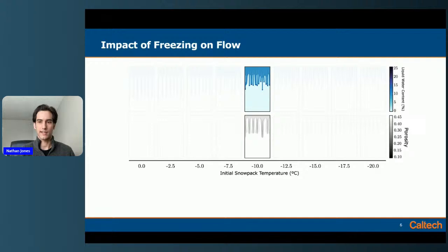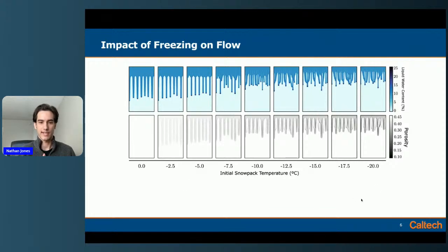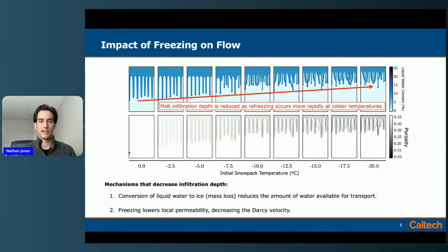So just looking at some more analytical results here, if our initial snowpack temperature was, say, -10, and we look at the liquid water and the porosity, if we simply vary the initial snowpack temperature, with these really harsh, really cold simulations, we would expect to see more freezing, so a higher magnitude of this darker color. And if we take an isothermal system, of course, we wouldn't see any freezing at all. Just varying one parameter, the initial temperature, we can see that decreasing it will make the melt infiltration depth more shallow.